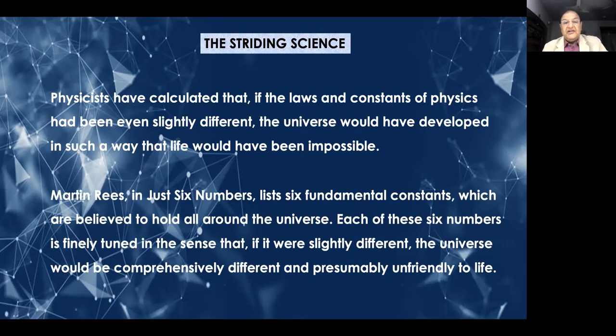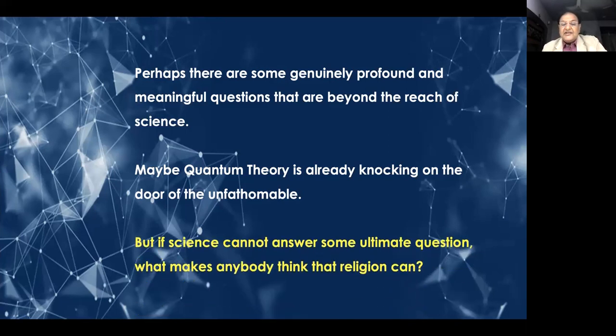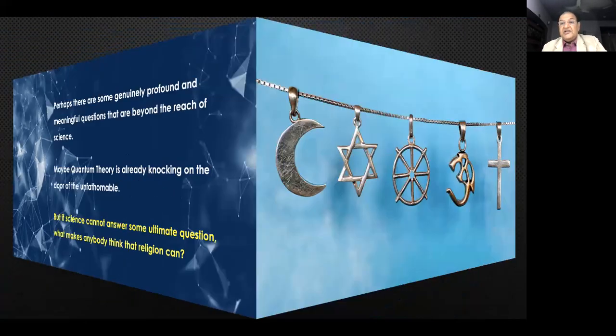There is one number called epsilon, which is 0.006. And he says that if this number was even 0.007, then this world would not have existed and would not be friendly to life. So this is what science has actually advanced into. And perhaps there are some genuinely profound and meaningful questions that are beyond the reach of science, and that's what he admits. Maybe the quantum theory is already knocking on the door of the unfathomable, and we know how the quantum theory has been making a lot of sense and progress. But if science cannot answer some ultimate question, what makes anybody think that religion can? A bit arrogant, but this is the question that he has put forth.